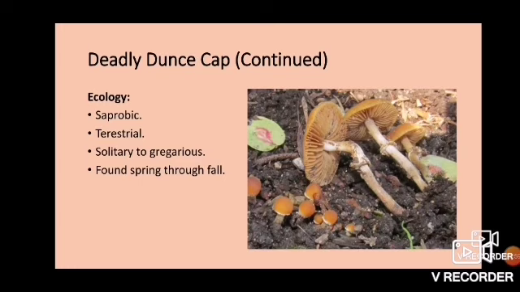This is a saprobic mushroom. They are terrestrial. They're solitary to gregarious. They will grow in most environments, so grassy environments, woodlands, etc., and fairly widespread. And then these are found spring through fall.